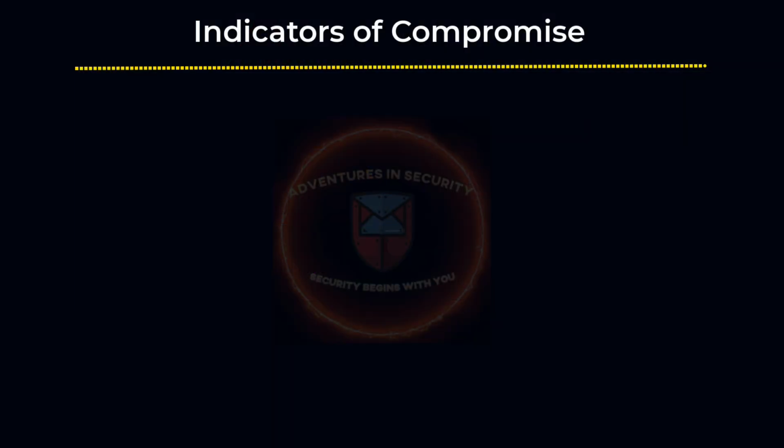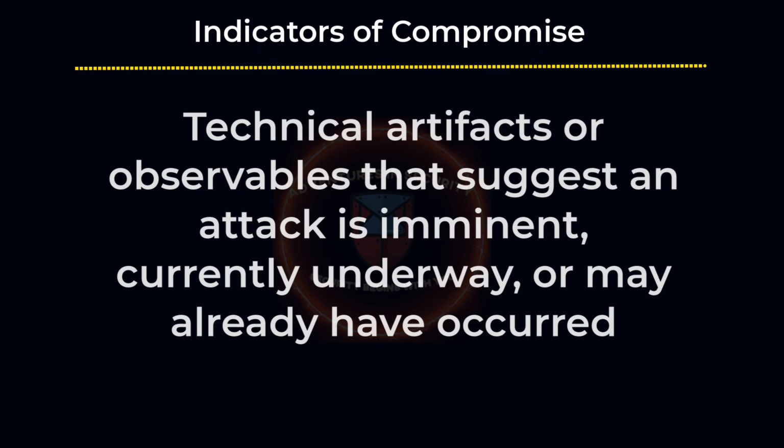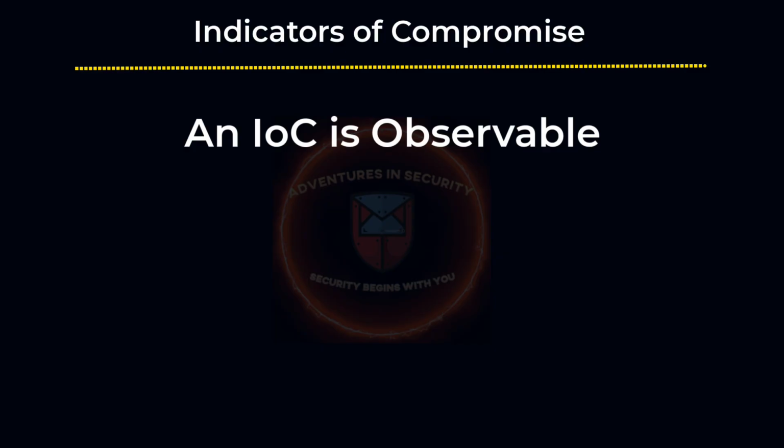Before students can understand the pyramid, they need a clear definition of an indicator of compromise. NIST describes indicators of compromise as technical artifacts or observables that suggest an attack is imminent, currently underway, or may already have occurred. That definition is important because it tells us two things. First, an IOC is observable. We can potentially see it in logs, process trees, network flows, file systems, registry entries, DNS activity, or security alerts.